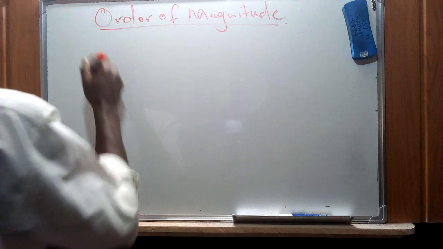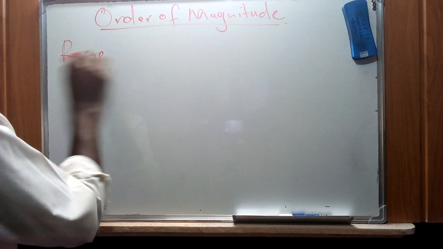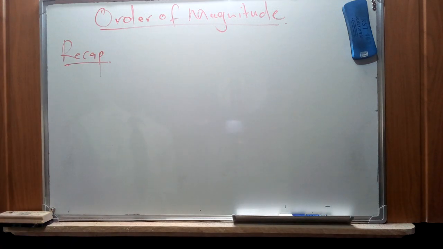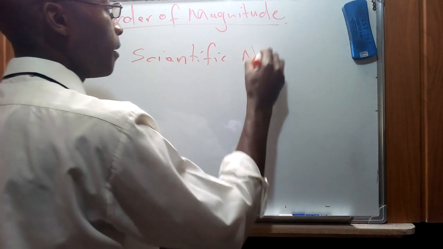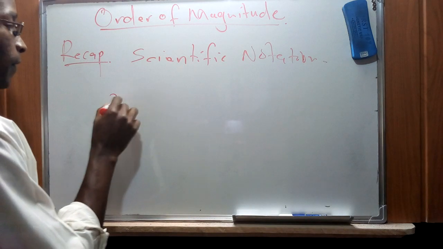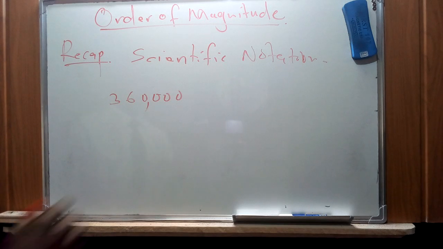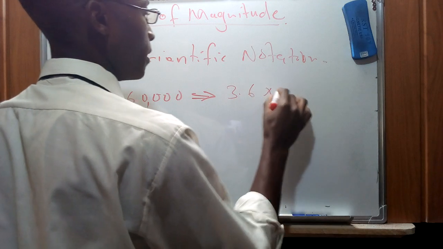So we're going to have a small recap of some of the concepts that we need in order to understand this concept of order of magnitude. When we are trying to express numbers in scientific notation, for instance, if it's 360,000, we can express this number in scientific notation by writing 3.6 times 10.